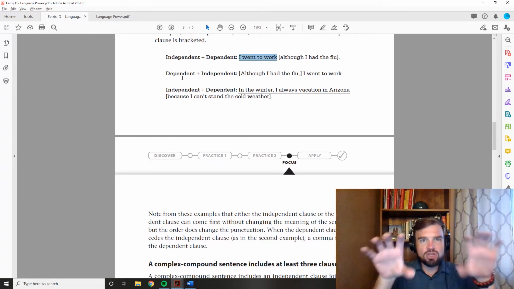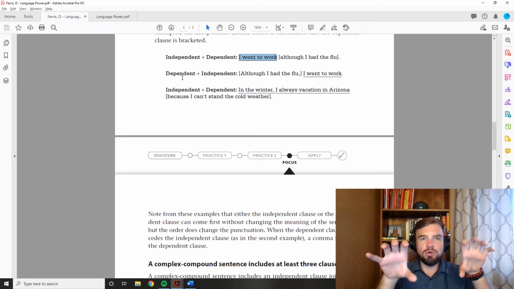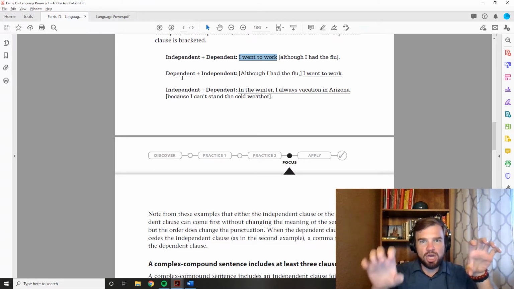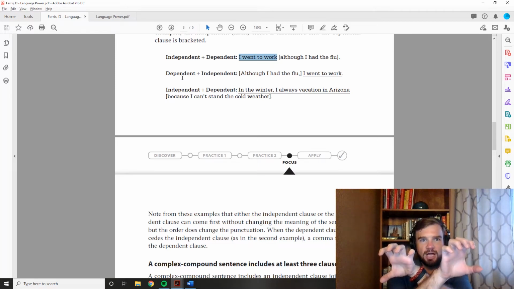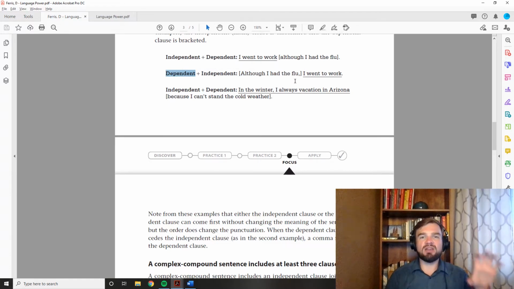Or we can change that order, right? In this first sentence, we have, I went to work, although I had the flu. In the second example, we change the order of the clause, right? We start with dependent, although I had the flu, comma, I went to work. So instead of I went to work, although I had the flu, it's although I had the flu, I went to work.